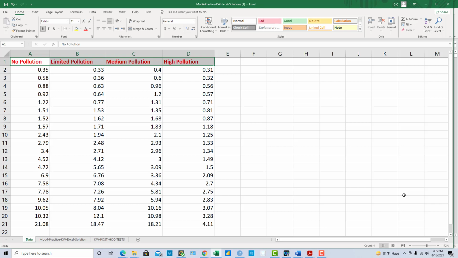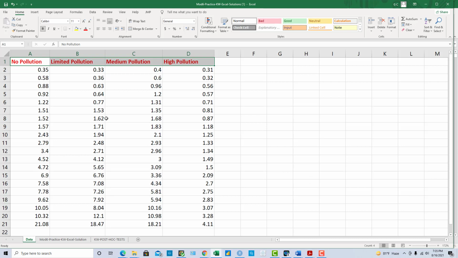Let's say that we got different populations. We measured their happiness with pollution, with limited pollution, medium pollution, and high pollution. We took these measurements in places where there is no pollution at all, and with very limited pollution to high pollution, and we somehow got a metric for the happiness of people living in those geographical regions with no pollution to limited pollution to medium pollution to high pollution.